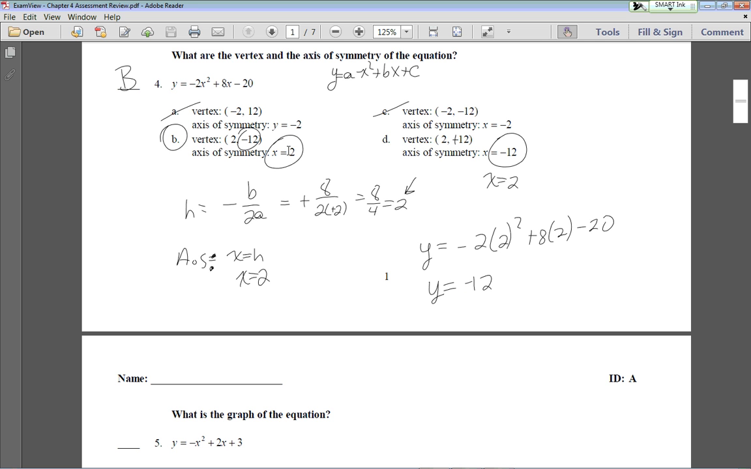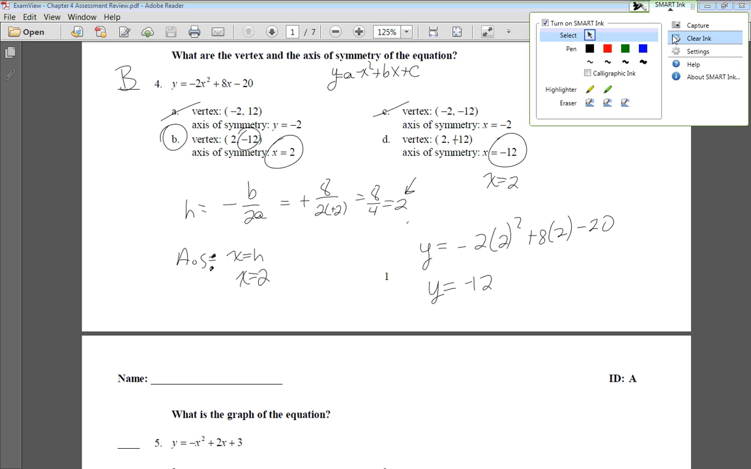And don't forget your axis of symmetry, x equals, it always equals the x value of your vertex. Always, always, always. Will always and has always, and will continue to always be that way. All right, let's keep a rolling.